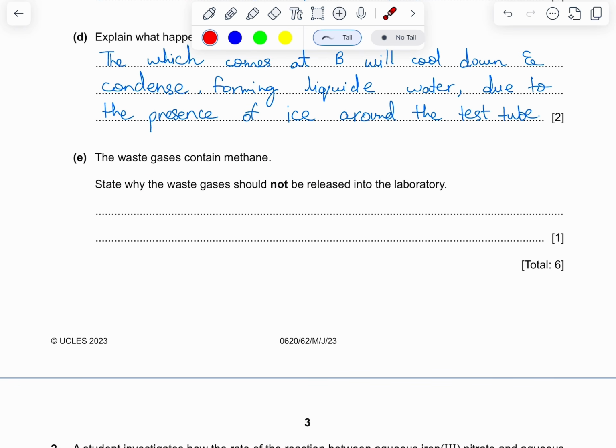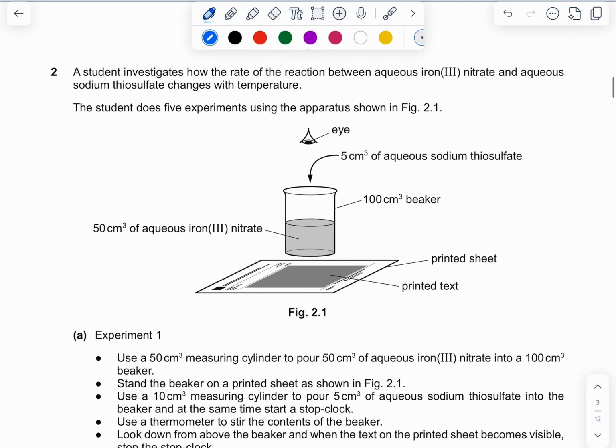Next, the waste gases contain methane. State why the waste gases should not be released into the laboratory. Why should the waste gases not be released in the laboratory if they contain methane? Because methane is flammable or combustible, right? So we'll just write methane is flammable. Full stop. Alright. Next question.